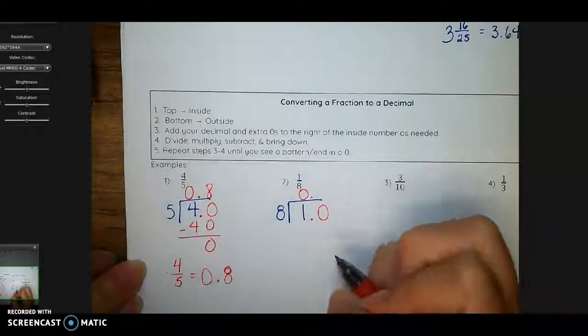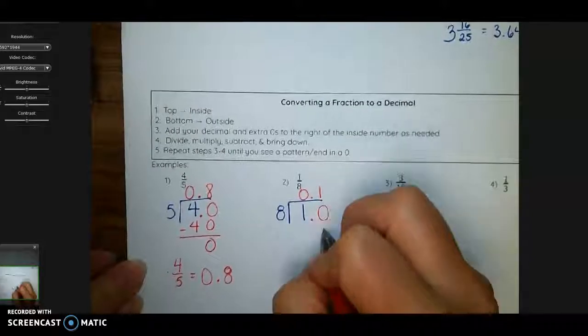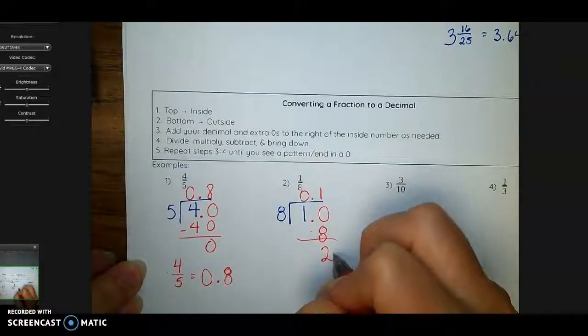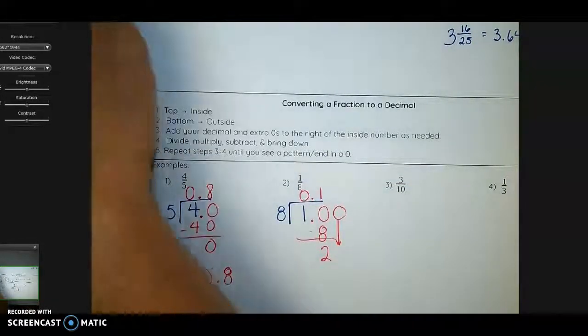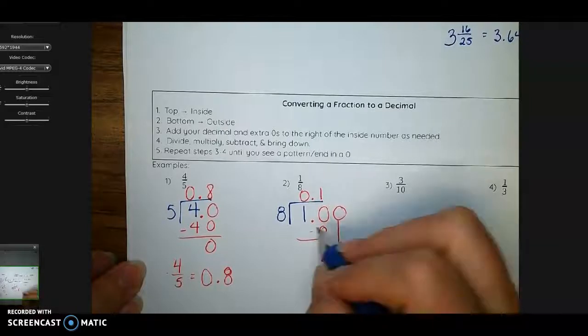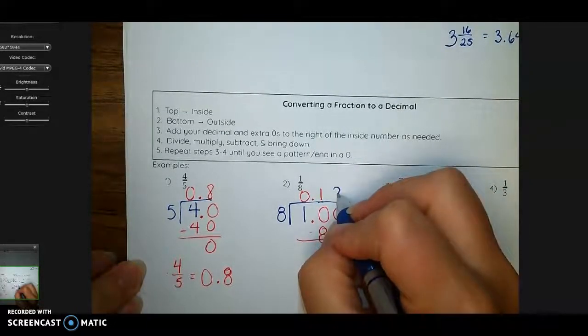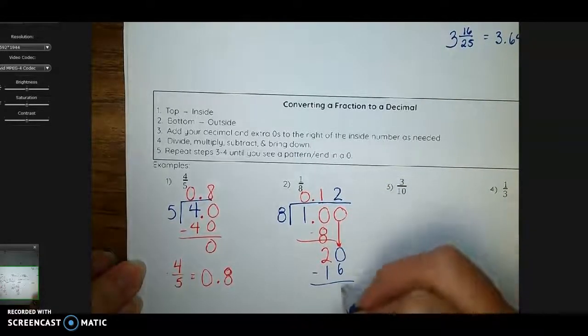Can 8 go into 10? So if I have 10, can I make a group of 8? And I can make one group. And I subtract, and I get 2. So since I have something left over, I'm going to add another 0 and bring it down. So now how many times does 8 go into 20? 8 can go into 20 2 times, because that'll only give me 16.